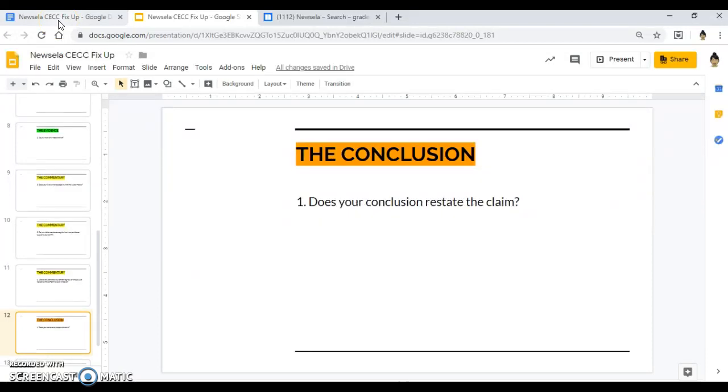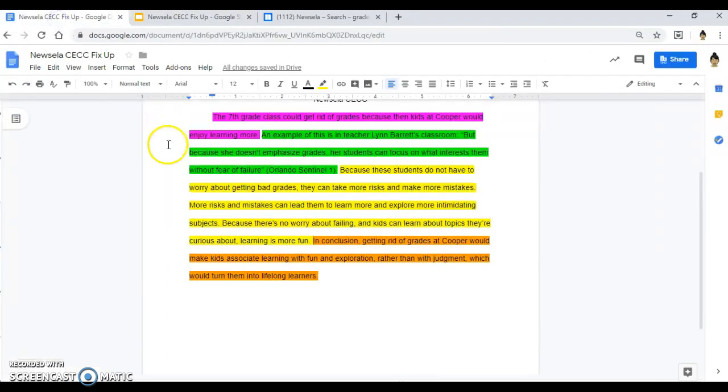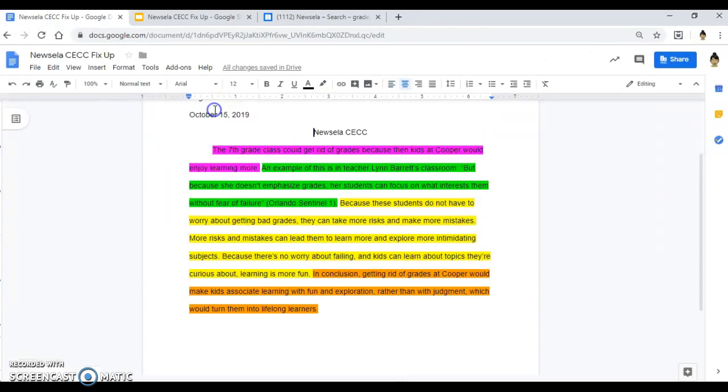Okay, last is our conclusion. Does your conclusion restate the claim? Basically, our conclusion should be saying the same thing as our claim, but in different words. So let's look. "In conclusion, getting rid of grades at Cooper would make kids associate learning with fun and exploration rather than judgment, which would turn them into lifelong learners."